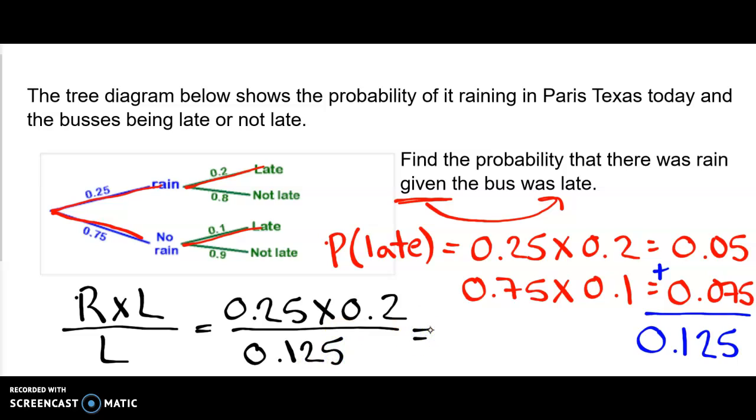So when you do this, you end up getting your total answer of 0.4. So this is just the total probability of there was rain given the bus was late, because we have to take into account that given changes my denominator, and this is the formula I'm going to use.